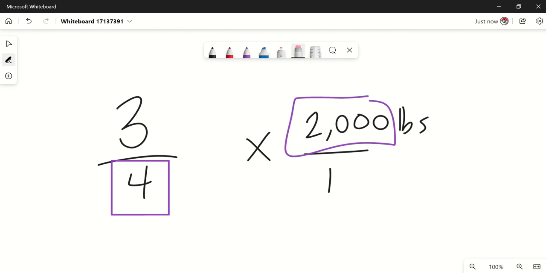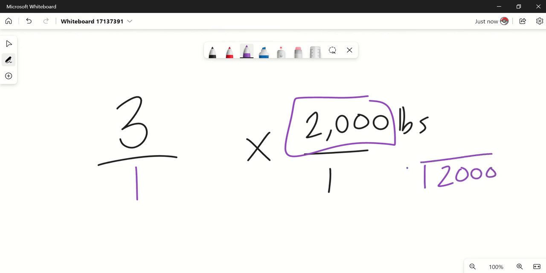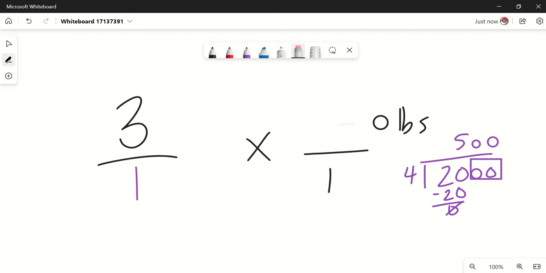I know 4 can go into 4, so this will just become 1. And I know 4 can go into 2,000, so this is where we're going to have to divide. 4 will go into 20 5 times. That will equal 20. Nothing left over, but these 2 zeros will come up. So if I divide 2,000 by 4, I will actually end up getting 500.